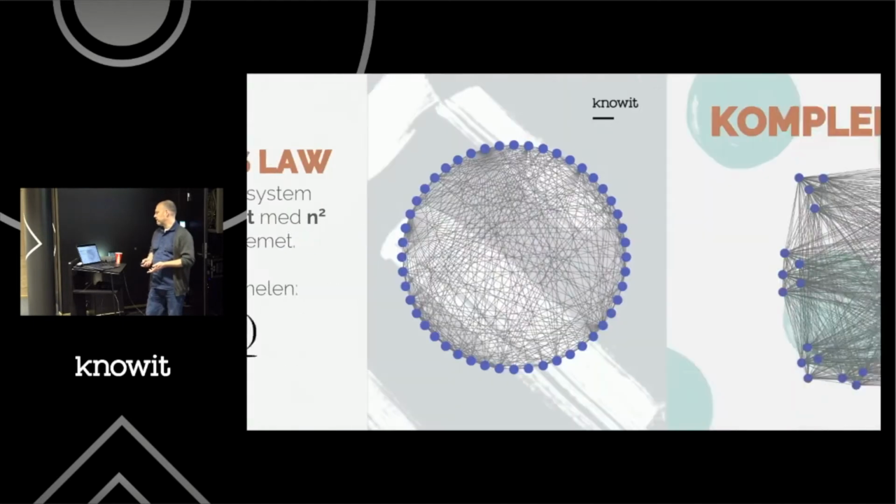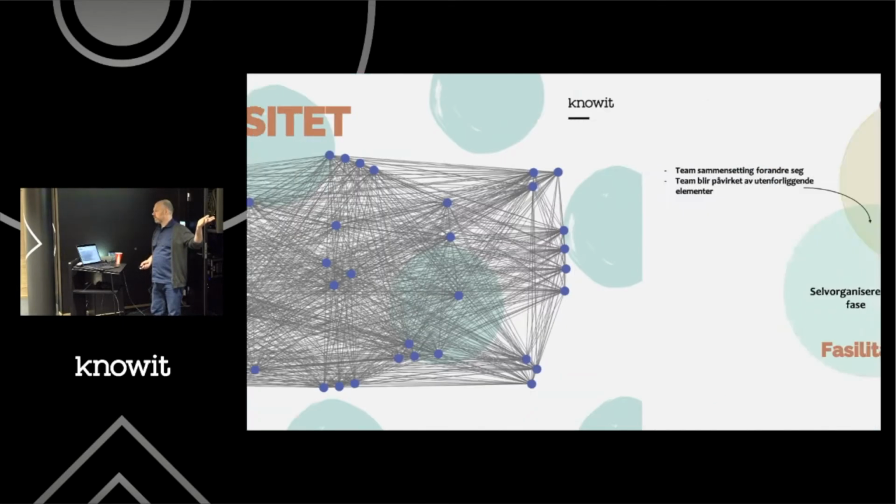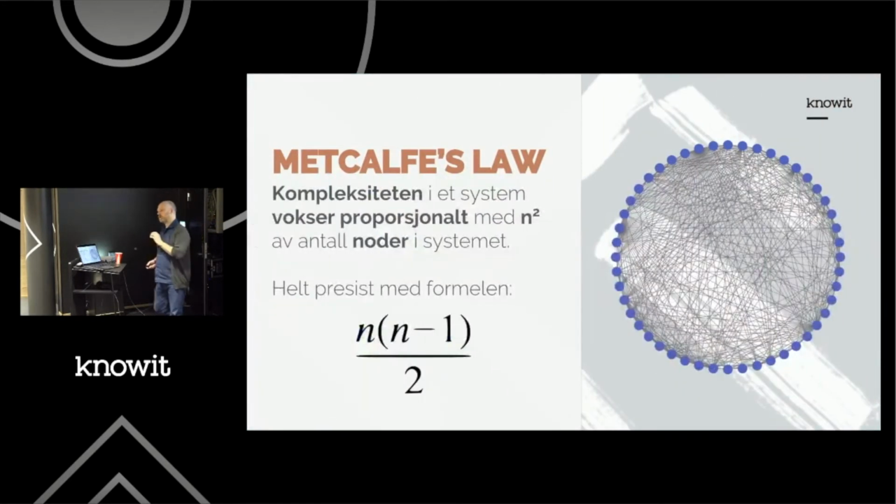And as you can see from this illustration, it is impossible to understand or see which nodes are connected to which. So if one of the nodes breaks, then the whole system will go down. So one of the key things to try to achieve here is to reduce the complexity.